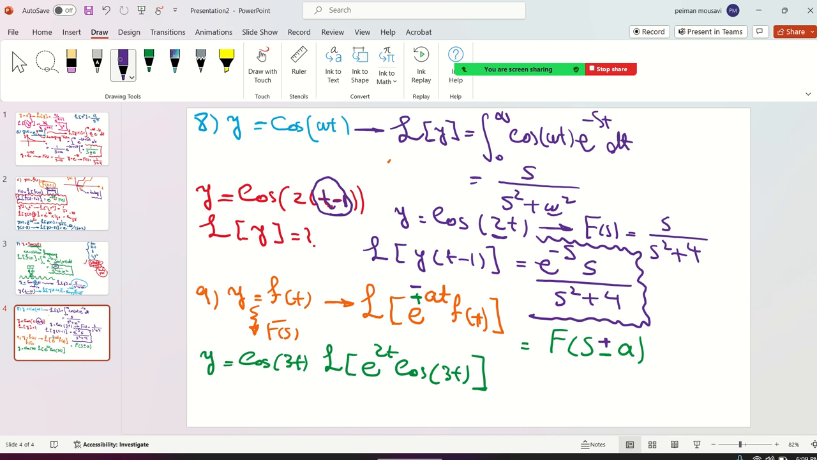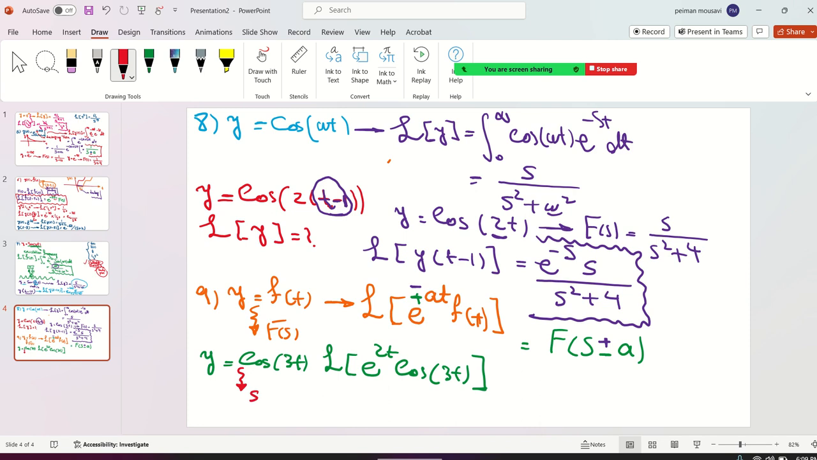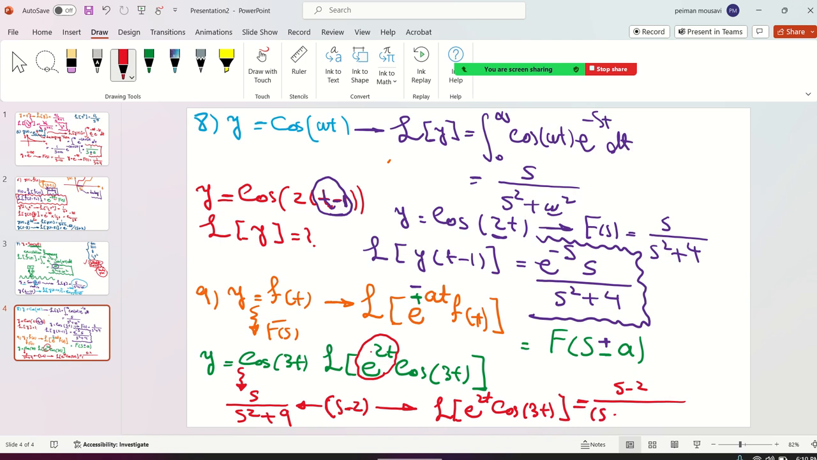So we know that F of s, the Laplace of this, is going to be s divided by s squared plus 9. But by multiplying by an exponential term, and it's positive, it's going to give you negative. You have to replace everything with s minus 2. Every s you have to change with s minus 2. If you apply it here, you get the Laplace of e to the 2t cosine 3t: every s changed to s minus 2. So s minus 2 divided by s minus 2 squared plus 9. Here we go.